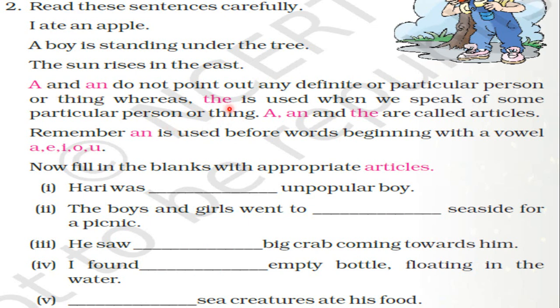And the means the is used for something particular, like the sun. Which sun? There is only one sun that we see. The moon, which moon? The one seen at night. The earth, which earth? The India, there is only one India in the whole world. So for particular or definite things, what do we use? We use the. Now here a, an and the are called articles. We all know that a, an and the, these three words are called articles. A and an are indefinite articles, whereas the is a definite article.